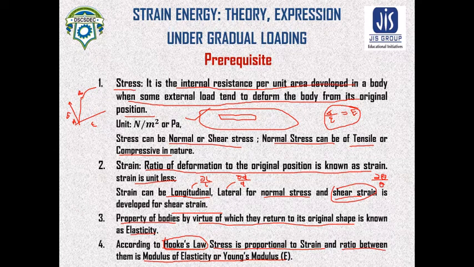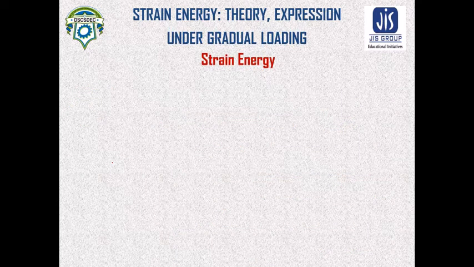From A to B is the elastic limit. That means in the elastic limit only Hooke's law is applicable. All of this we have studied in the last semester. Now we will proceed further. Next we will come to our topic, that is strain energy.